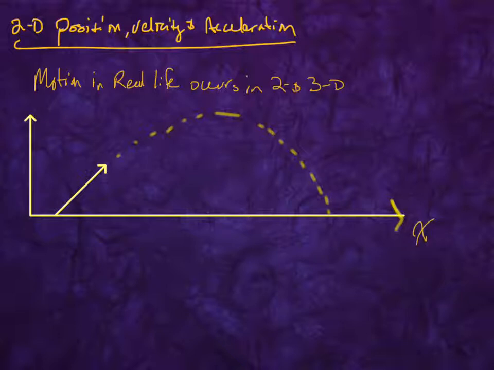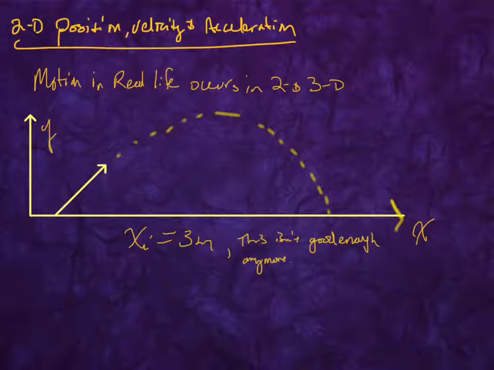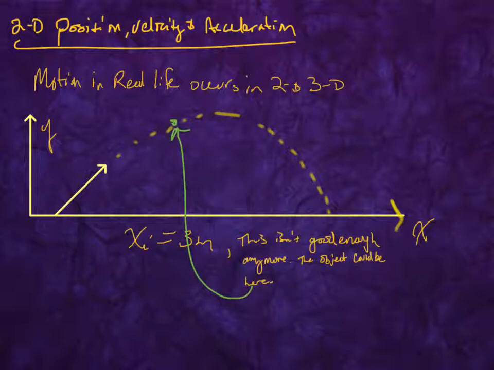So, we launch a projectile, and this is the X direction. That is the Y direction. Let's say we start the initial position at 3 meters from the y-axis. Okay, this isn't good enough anymore to describe the motion of the object. The object could be out there in space, where a green dot is. It could be anywhere. It could be here. It's no longer along the x-axis for a particular length of time. We are now traveling through a second dimension.